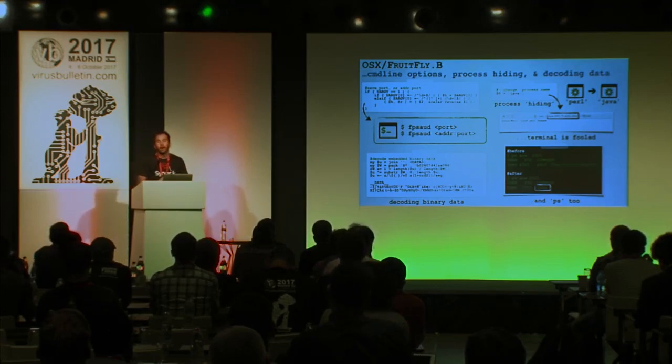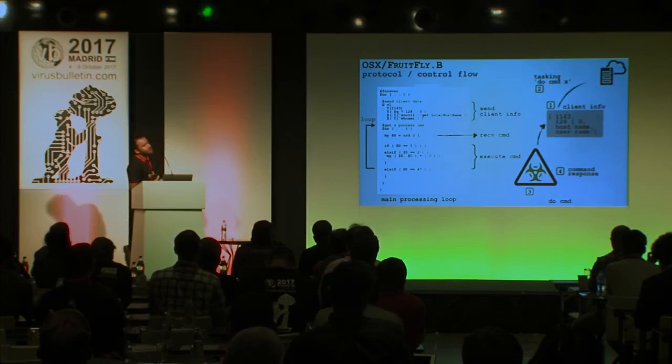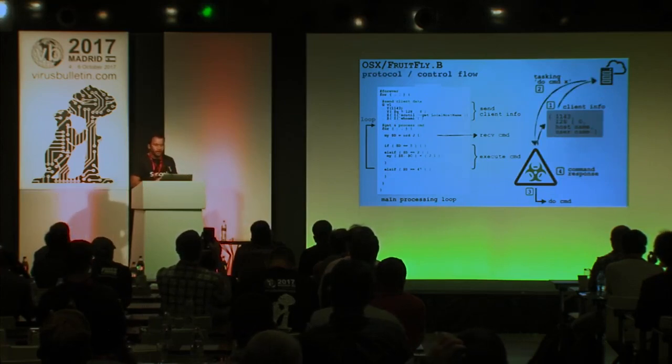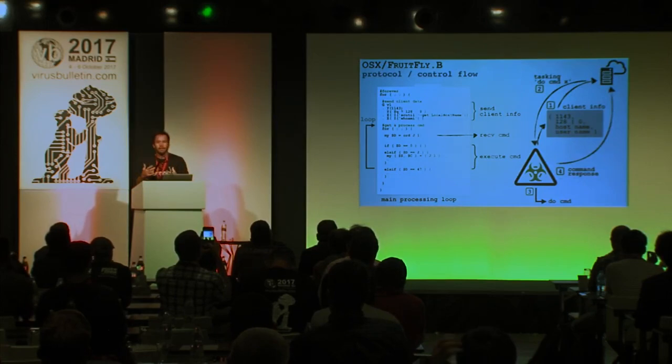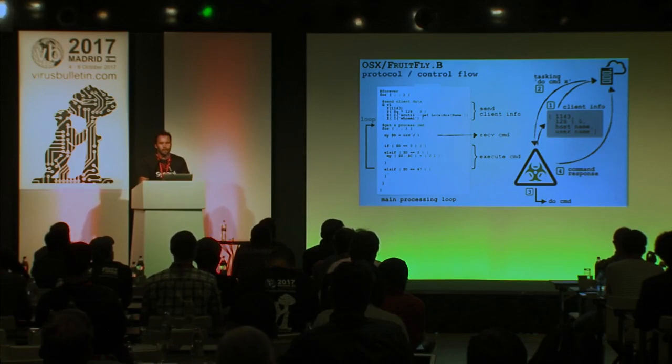And then finally, it decodes and drops some binary data. This turns out to be an embedded Mach-O binary. We'll talk about that in a second. Finally, then, we get to the main processing loop. And here, the malware does two things. It connects and checks in with the command and control server, sends some information about the infected client, and then invokes the J subroutine to receive an additional byte from the command and control server.